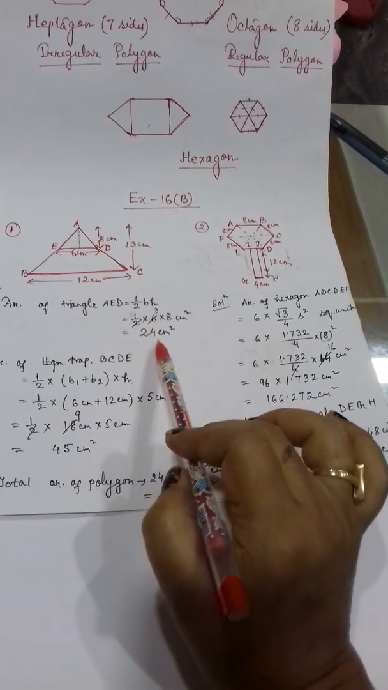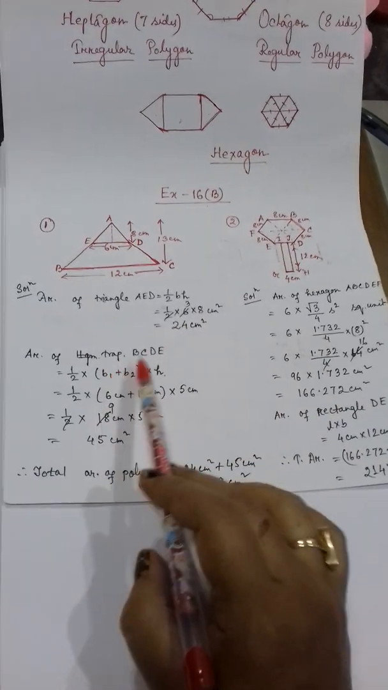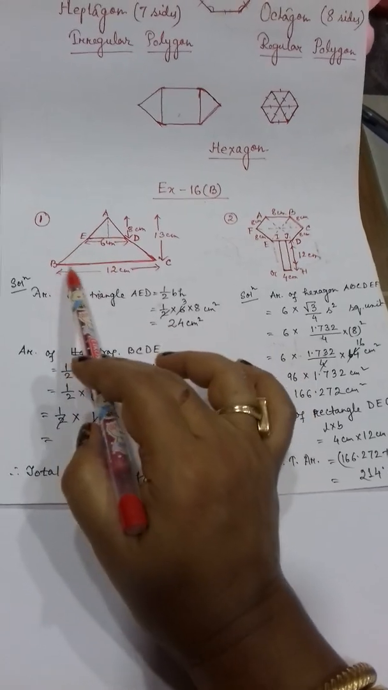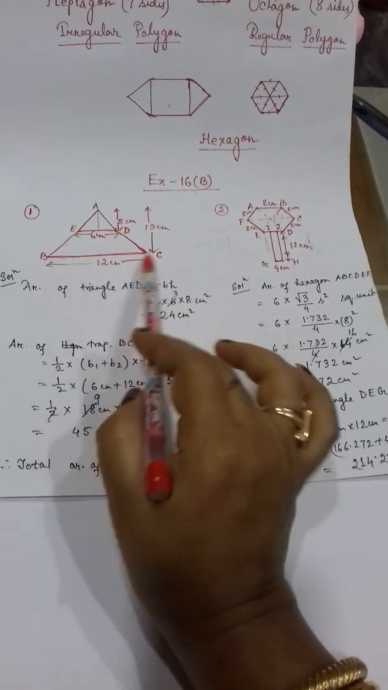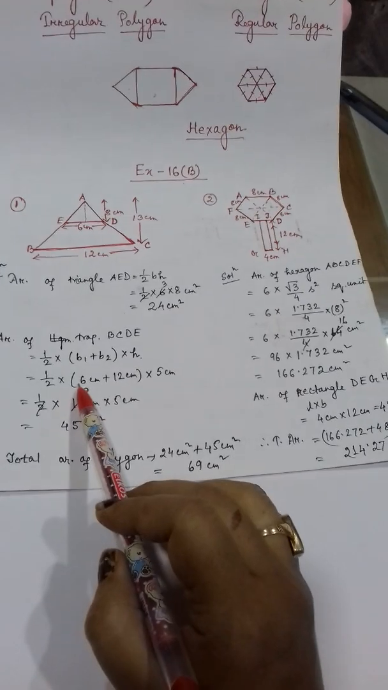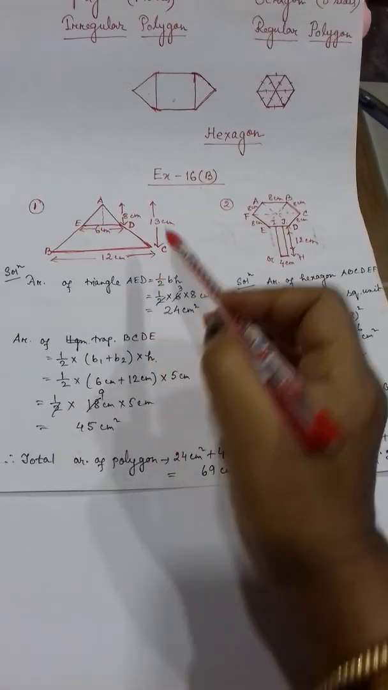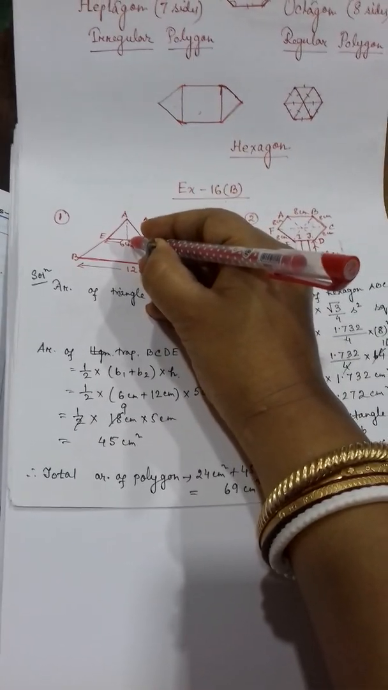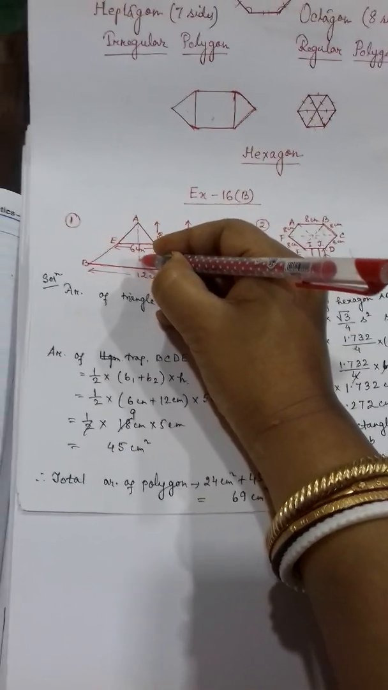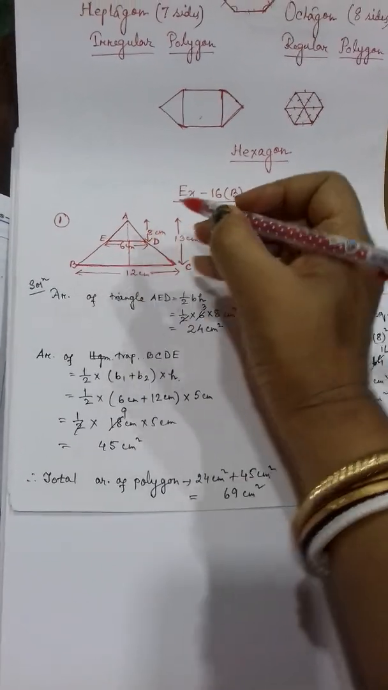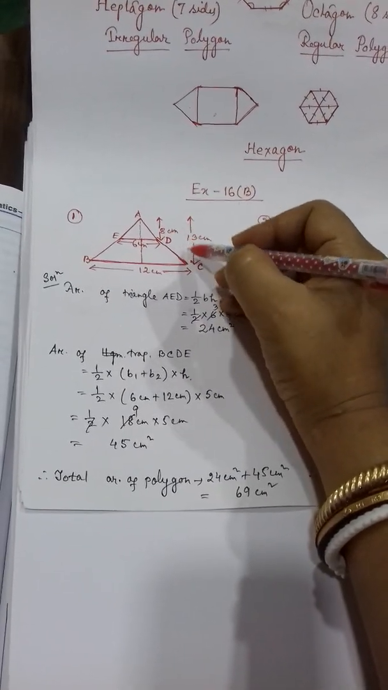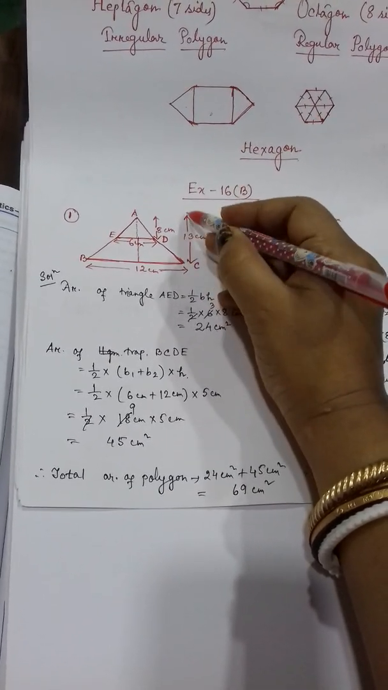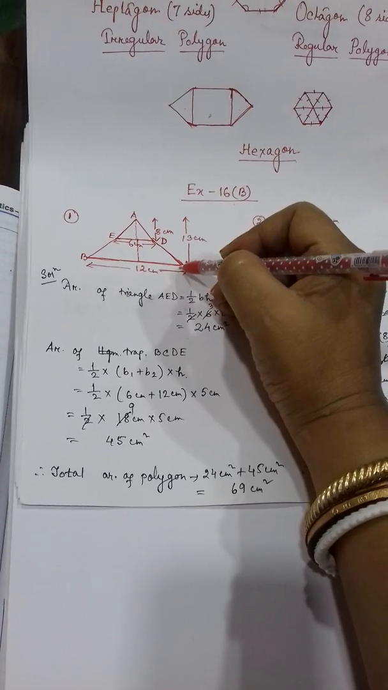So this is the area of triangle and area of trapezium BCDE. These two are the parallel sides BC and ED. So 6 centimeter and 12 centimeter. And height. Now height of this trapezium means you require height. So height of this trapezium will be what? Total height it is given 13 centimeter. Total height of this figure, this polygon is given 13 centimeter.